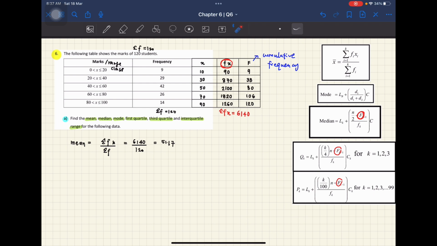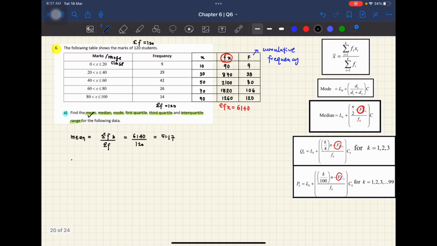Right, so that is for the first one, mean. So mean dah settle, kita tick. Okay, next one adalah median. Okay, so for median, right, median kita akan gunakan this formula. Okay, so let's use this formula.